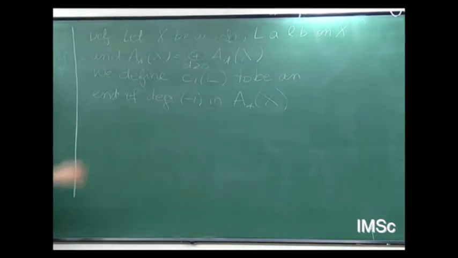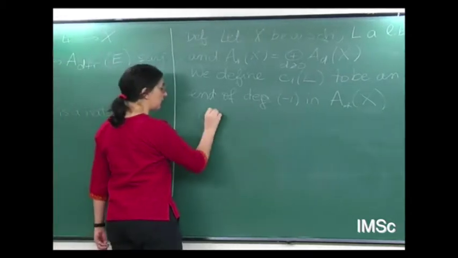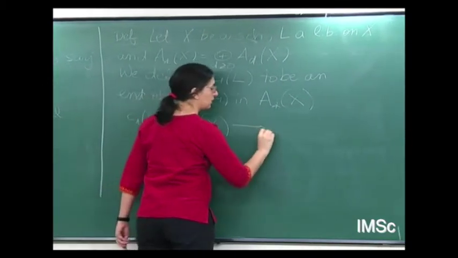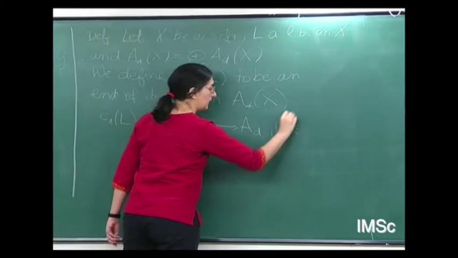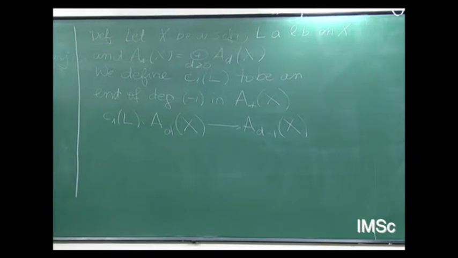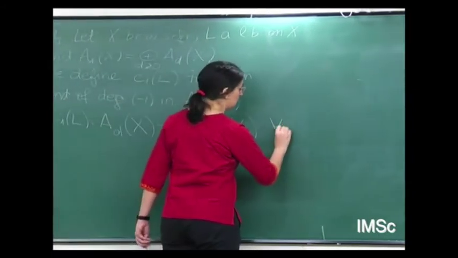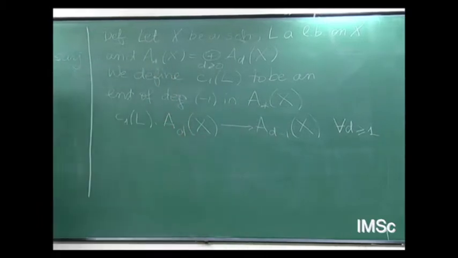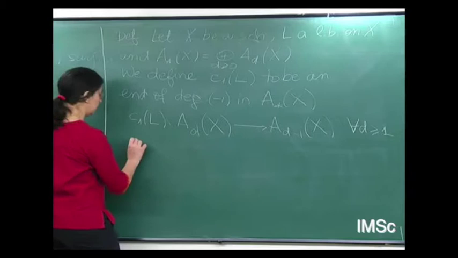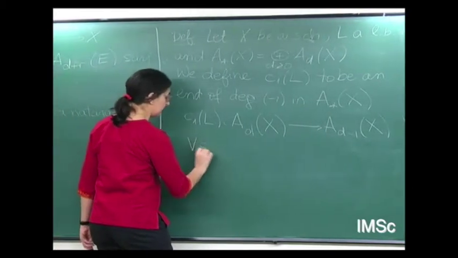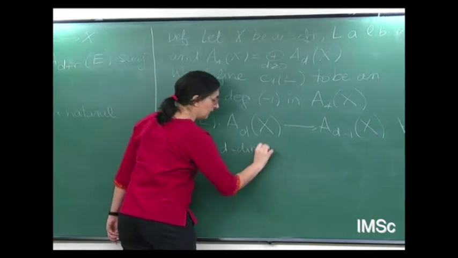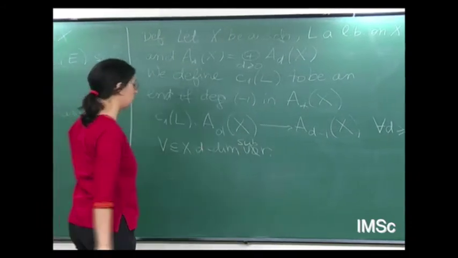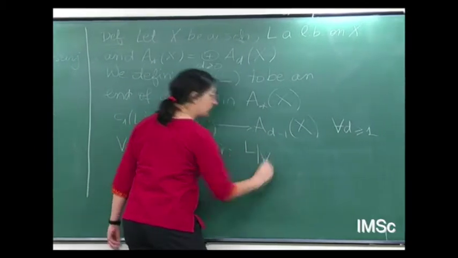So I have to tell you how C1 of L maps an element in A_D of X to an element in A_{D-1} of X for any d, well, at least one. For d equals 0, this is defined to be 0, so there's nothing. So the way I do it is I take a d-dimensional subvariety V in X, and I consider the line bundle L restricting to V.